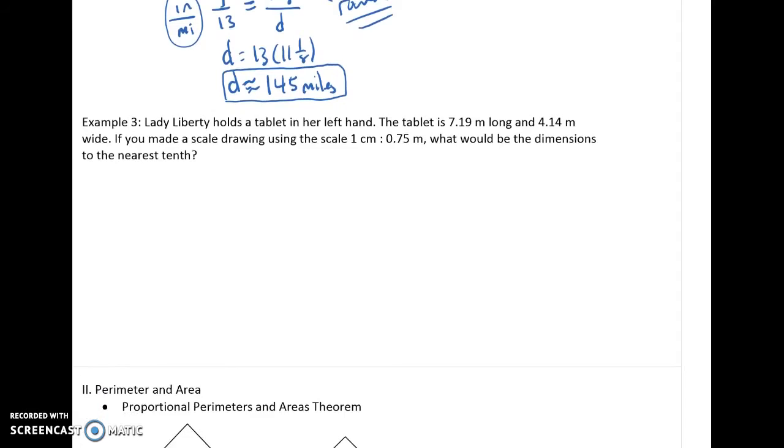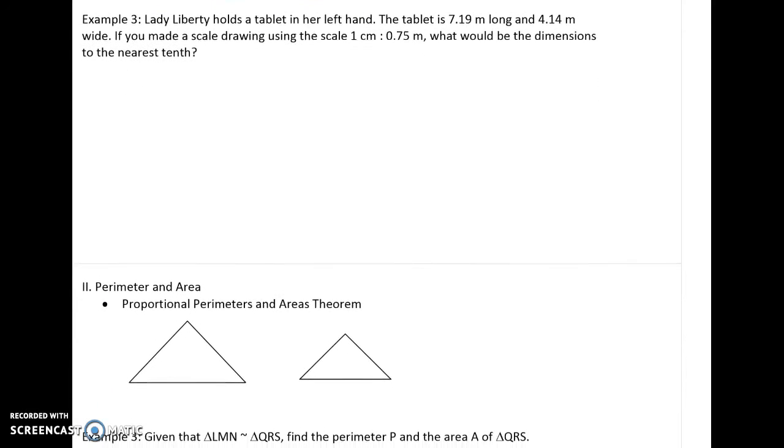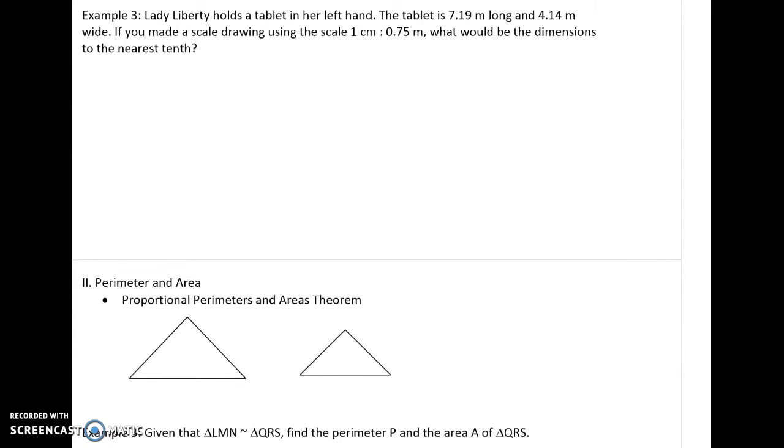Okay? Example 3, Lady Liberty, which is another way of saying Statue of Liberty, right? We're talking about her this time. Read through the problem and let's solve this problem, okay? So again, look at the vocabulary. I'm giving you this word scale. So we already know it's going to be similar because if you're doing a scale drawing, you're adhering to a certain similarity ratio, which we're given right here, okay? We want to go ahead and find the dimensions of Lady Liberty's tablet to the nearest tenth.